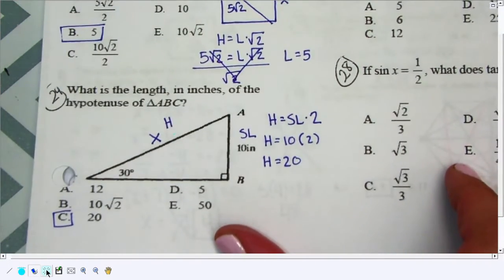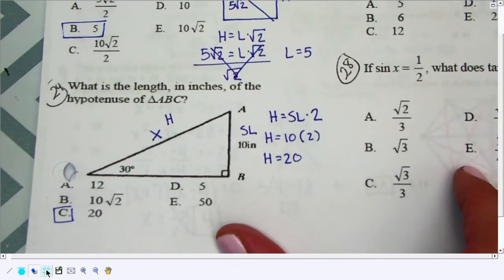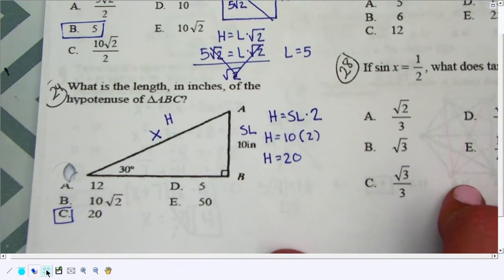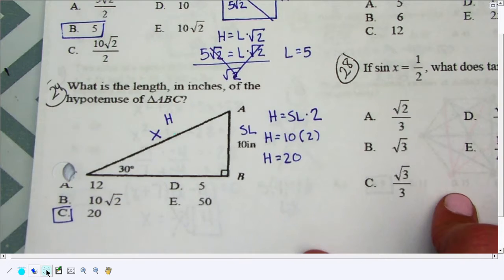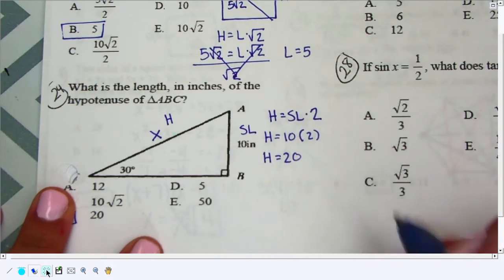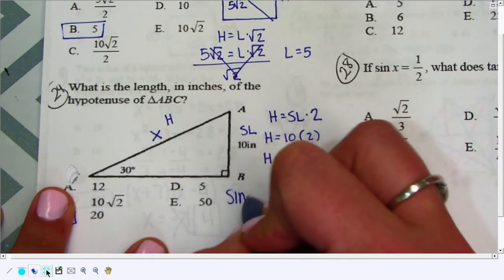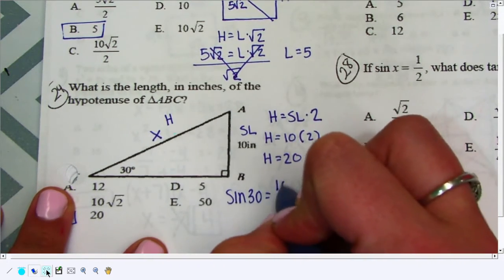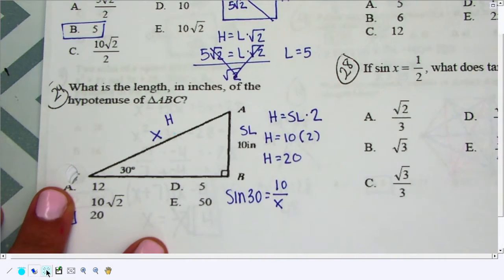Special right triangles are a great tool. I recommend using them. You could use trig if you really wanted to, but again, it's just easier to use special right triangles and just have the formulas memorized. But you could do trig. I mean, you could do opposite over hypotenuse. So you could do the sine of 30 equals 10 over x and solve. But I think special right triangles are a lot faster.